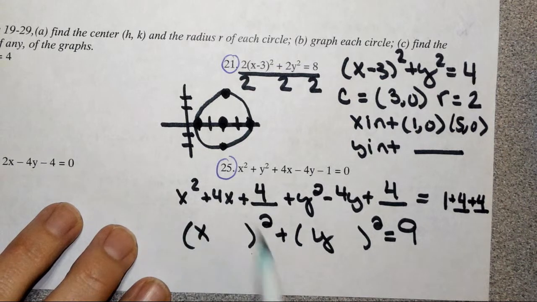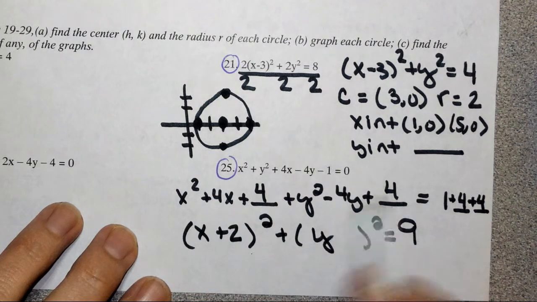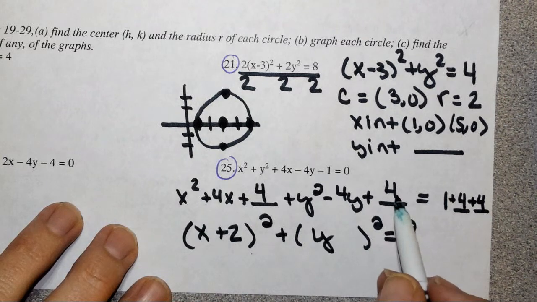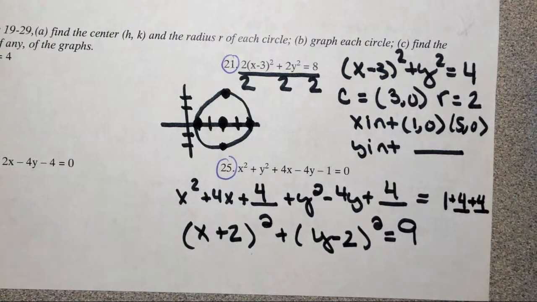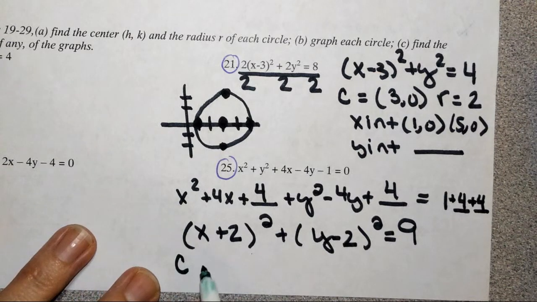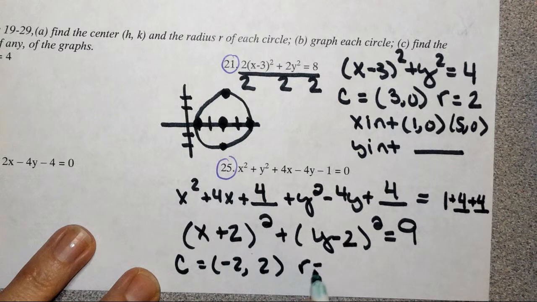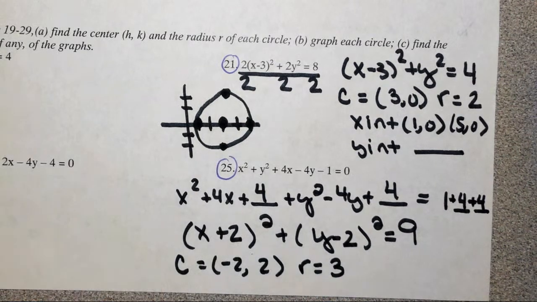So in this first parenthesis, I'm looking for factors of 4 that add to 4. 2 and 2. In the second parenthesis, I'm looking for factors of 4 that add to negative 4. Okay, so where is my center? Negative 2, 2. Good. What is my r? 3. And I ran out of room.